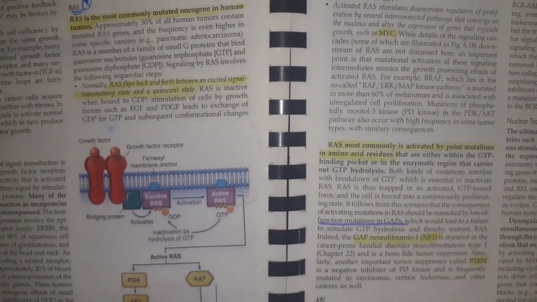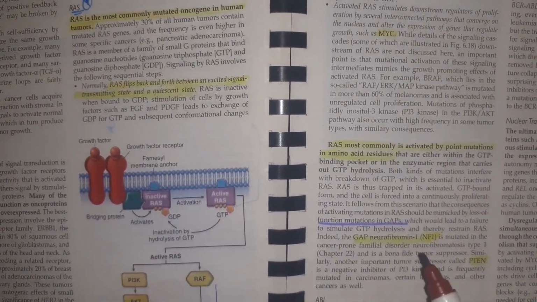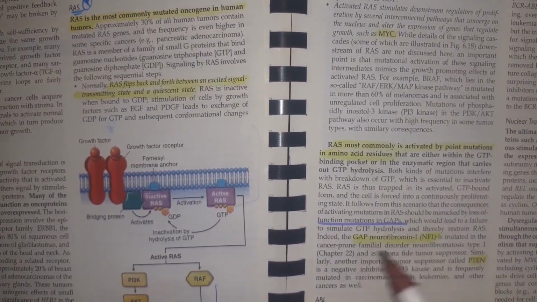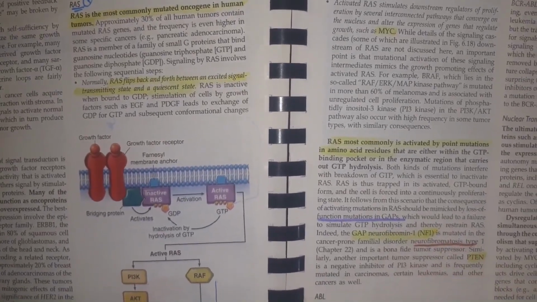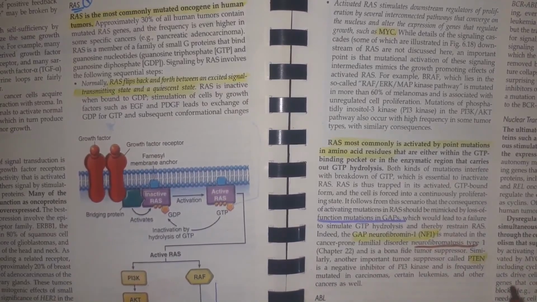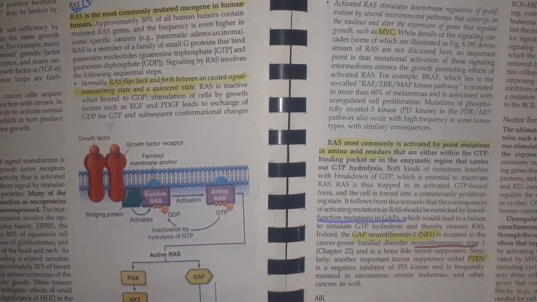Okay, so its mutations are found in different types of cancers and carcinomas. For example, GTPase activating protein mutation is found in the condition called neurofibromatosis type 1. In the very same way, the tumor suppressor gene PTEN is the inhibitor of the PI3 kinase pathway, and its mutation is also found in certain leukemias and other cancers as well.